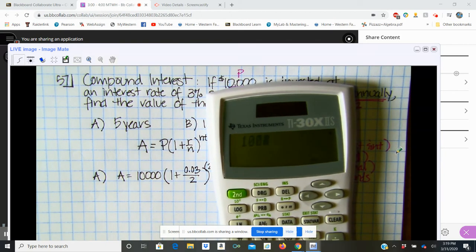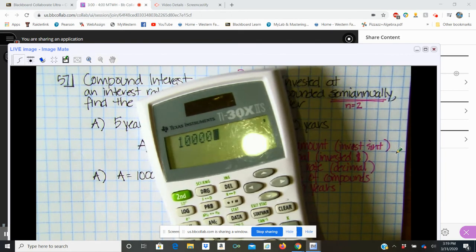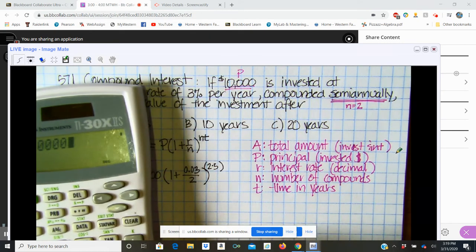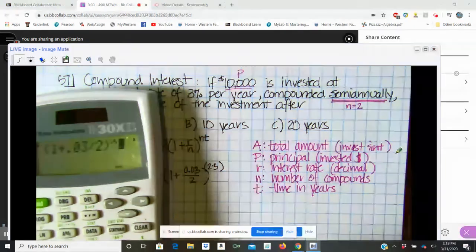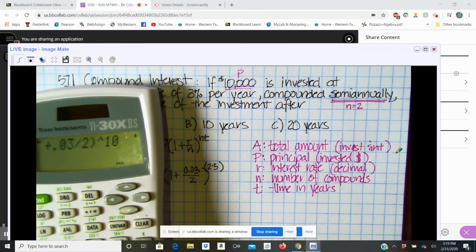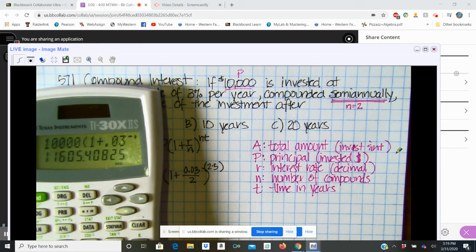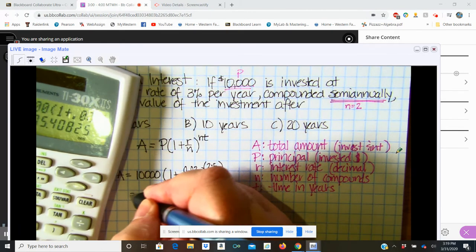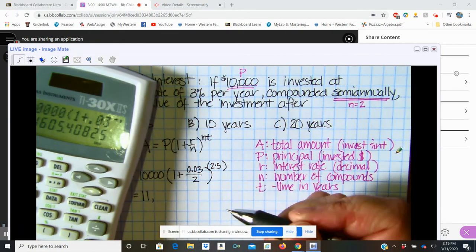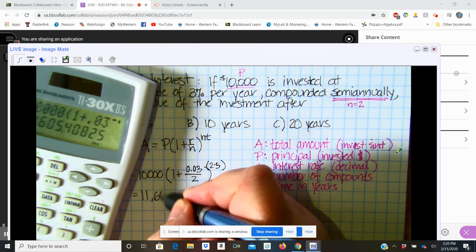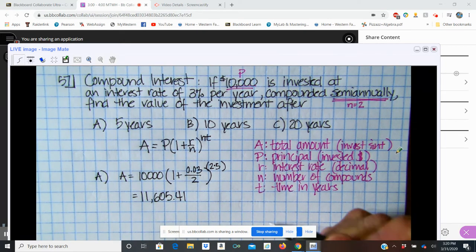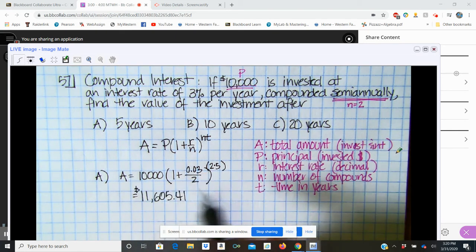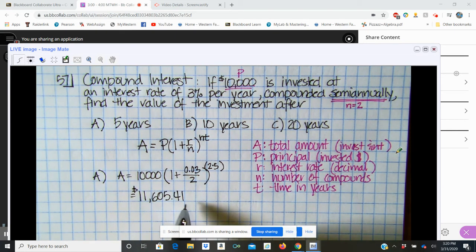So we're going to have 10,000 times (1 plus 0.03 divided by 2), and I'm going to take that to the 10th power. And I get $11,605.41. So after 5 years, if I started with $10,000, I will now have $11,605.41.